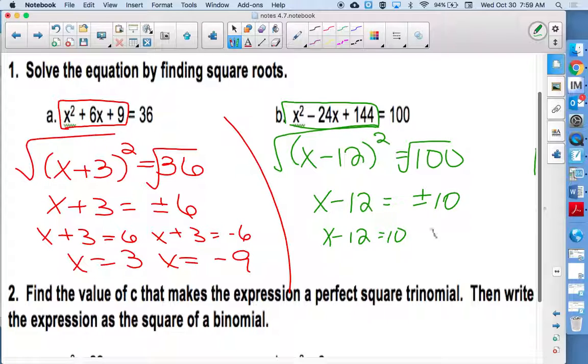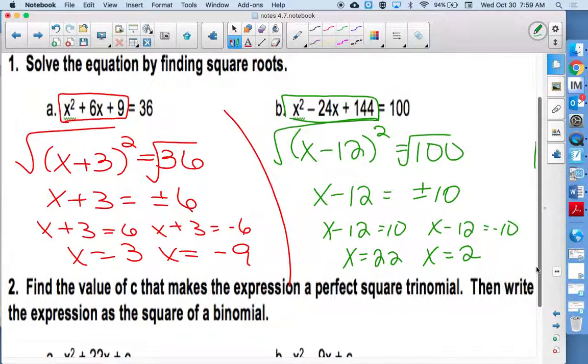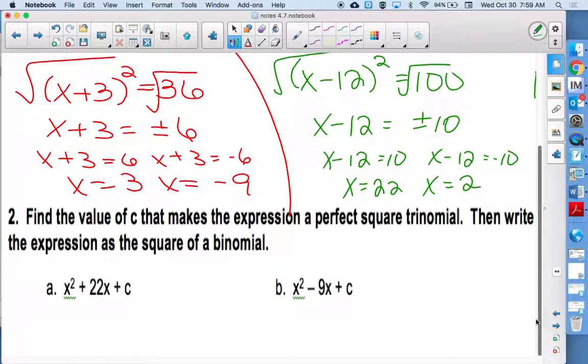So your two answers, Michael. My stuff. So negative 2 and how about positive 2? Questions?